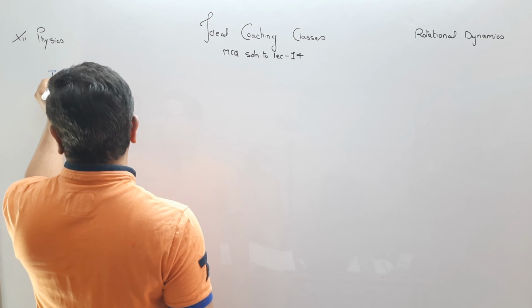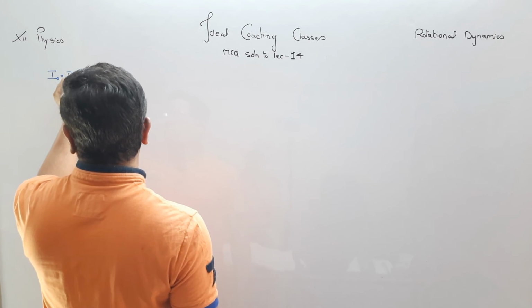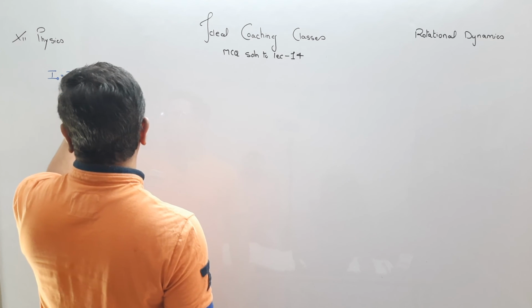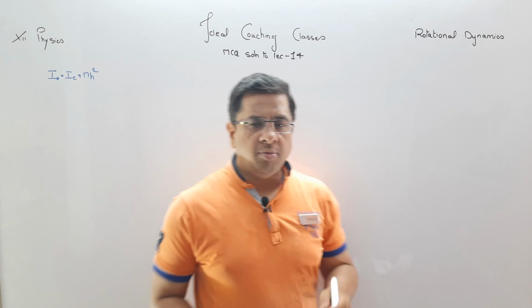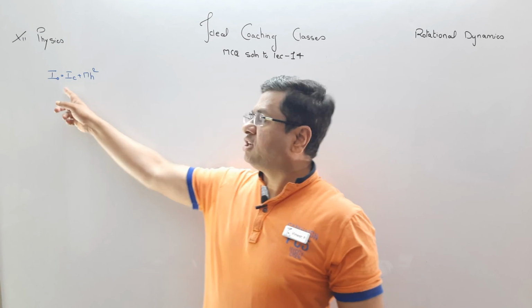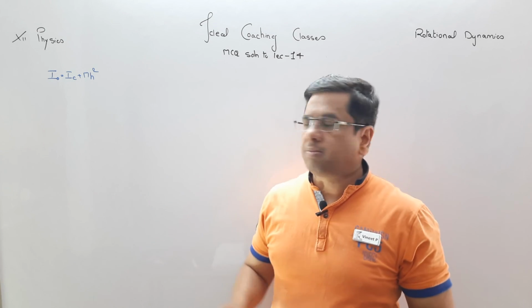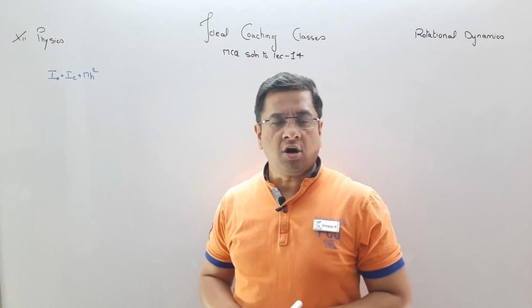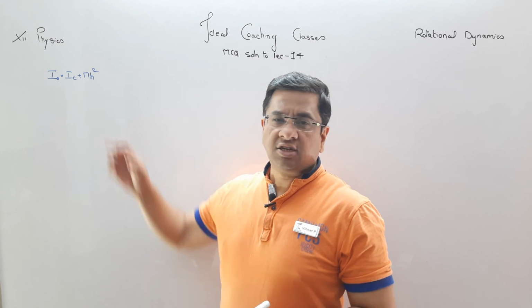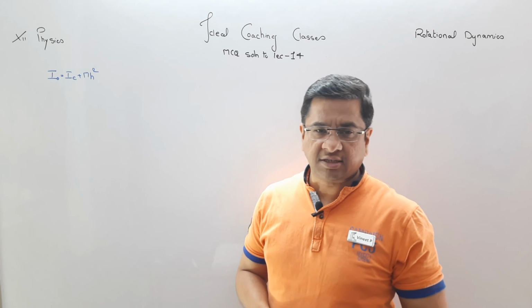I0 is equal to IC plus mh square. Moment of inertia of a body about any given axis of rotation is equal to the sum of its moment of inertia about a parallel axis passing through the COM and the product of the mass and the square of the distance between the two parallel axes.